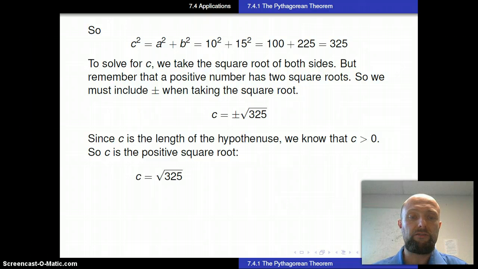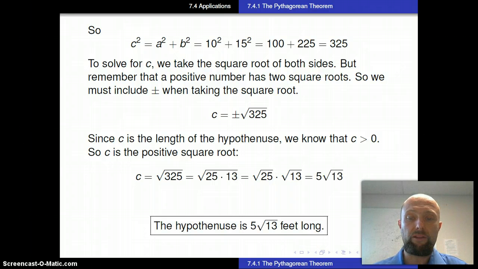We have that c is the square root of 325, and now we simplify this. We factor 325 where one of the factors is the largest square in 325, which is 25. We rewrite 325 as 25 times 13. We apply the product rule to rewrite this as the product of two square roots, and then we simplify the square root of 25. And this is our final answer. The hypotenuse is 5 times the square root of 13 feet long.